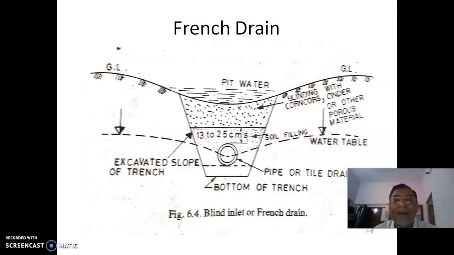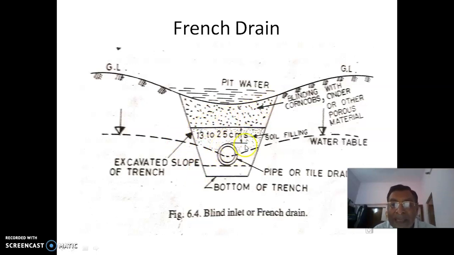Now, this is called a French drain. What is happening is it's low lying, and water is stagnated here. You will have a blind inlet, it's called a blind inlet. This is a trench excavated for this dimension. Then there is a pipe or tile drain provided. This excavated trench is filled with corn cobs, cinder or other porous material. The excavated slope of the trench is filled with some porous material.